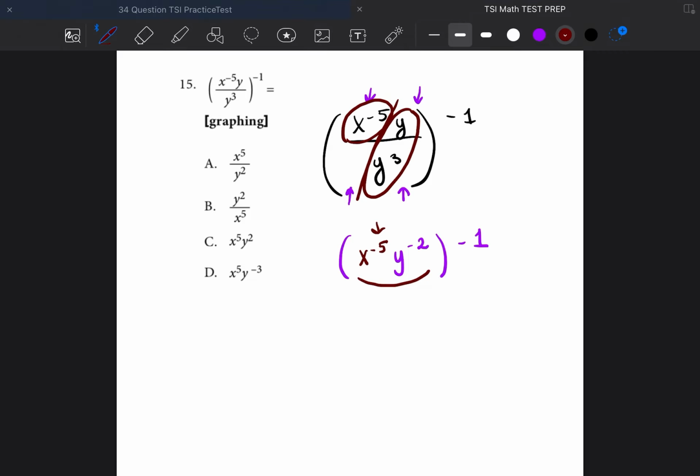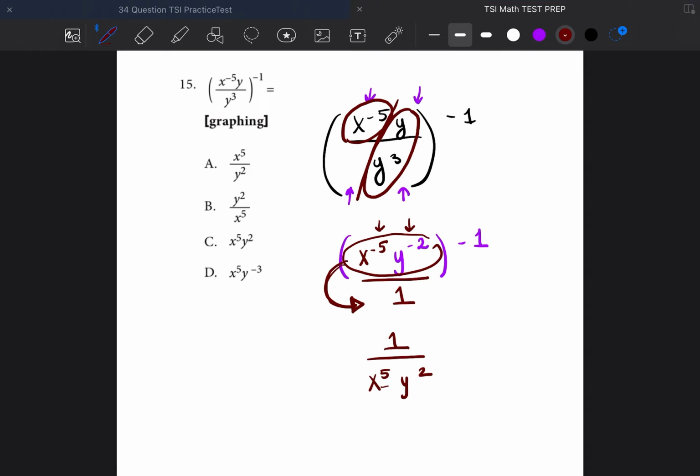What do I mean by that? If you look at this, it can be written over an invisible 1. If we want to make this negative 5 a positive 5 and this negative 2 a positive 2, we literally have to move everything from the top to the bottom. So we can write 1 over x to the positive fifth y squared. By moving everything from the top to the bottom, we were able to make all the exponents positive.